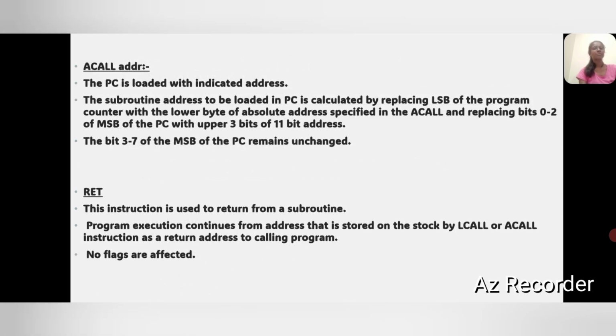The second one is ACALL address. The program is loaded with the indicated address. This subroutine address is loaded in the PC by replacing the LSB of the program counter with the lower byte of the absolute address specified in the ACALL, and replacing bits 0 to 2 of the MSB of the program counter with the upper 3 bits of the 11-bit address. Bits 3 to 7 of the MSB of the program counter remain unchanged.